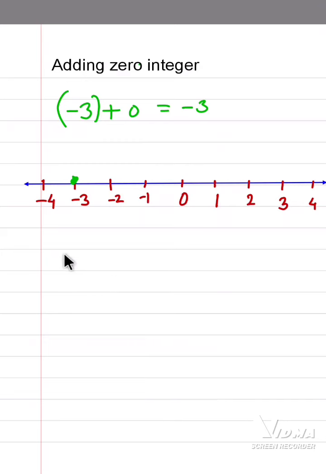For example, one more example. Suppose you are adding 0 plus 0. So you are at 0 already, and you are adding 0, which means nothing, so you will be at 0 again. And suppose one more example, 2 is there, and you are adding 0 to that, so you are at 2, and adding 0 to that, so again your answer is 2. So adding 0 to any integer will not change the integer.